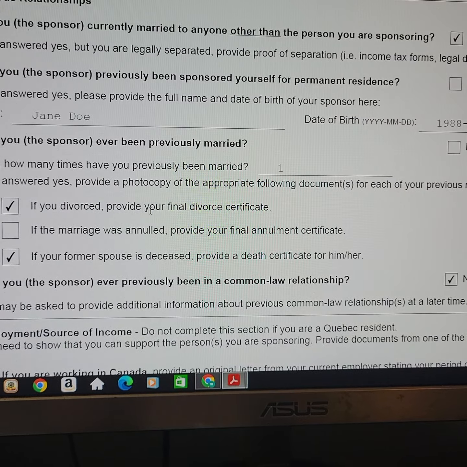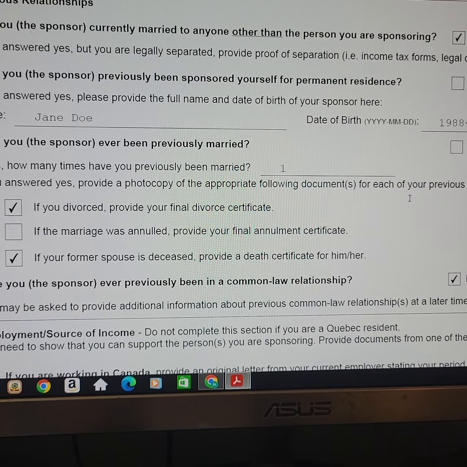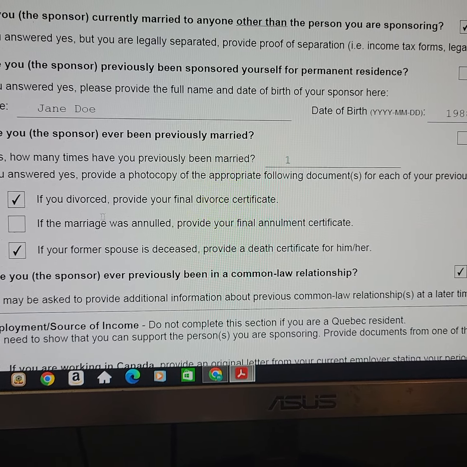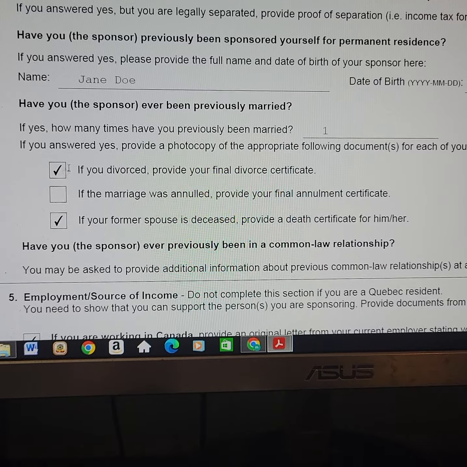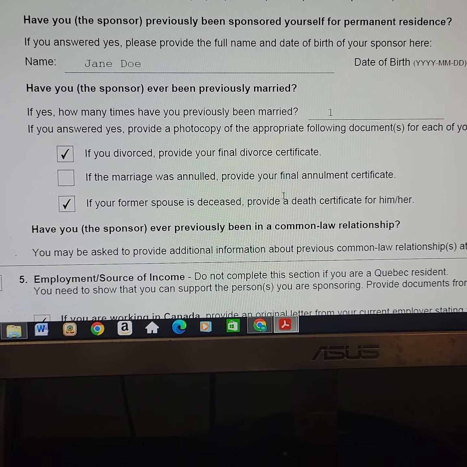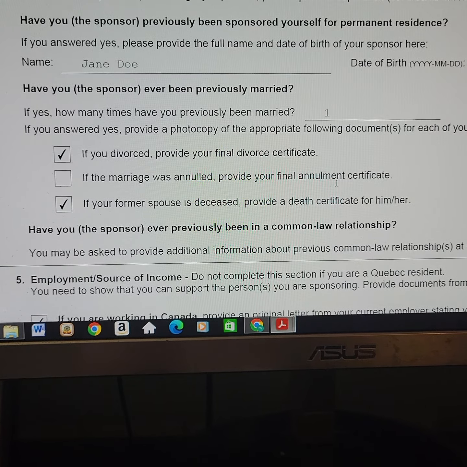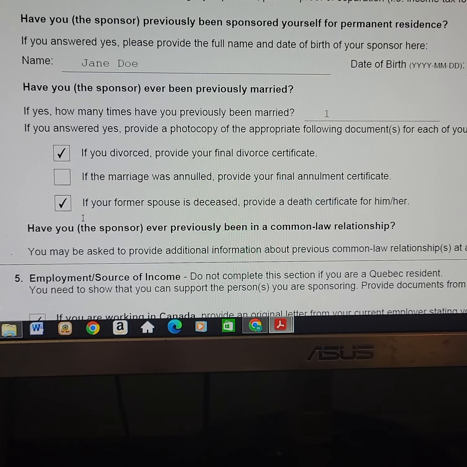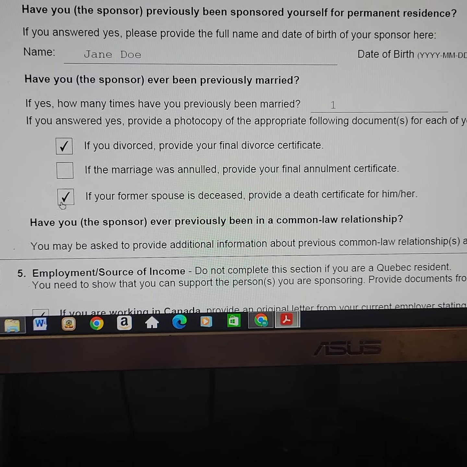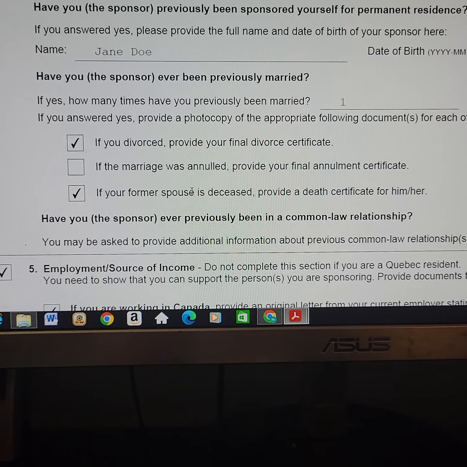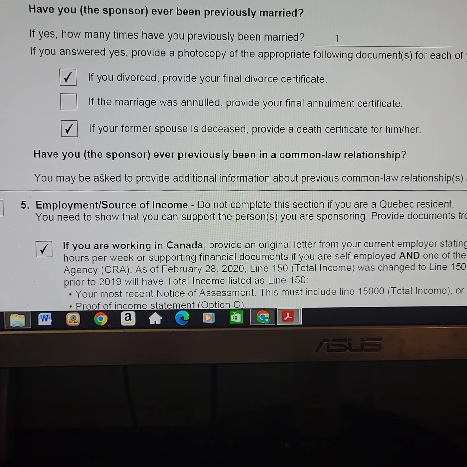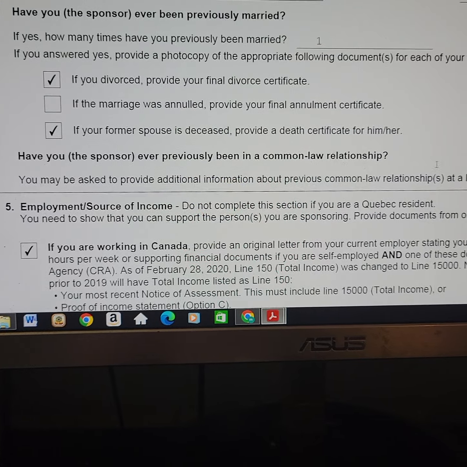If you answered yes, provide a photocopy of the appropriate following documents for each of your previous marriages. Okay. If you divorced, provide your final divorce certificate. If the marriage was annulled, provide your final, whatever the case is, your situation, you check on it. If your former spouse is deceased, provide the death certificate. So my ex-husband has passed away, so I did check that off and provided the death certificate. Have you, the sponsor, ever previously been in common law relationship?